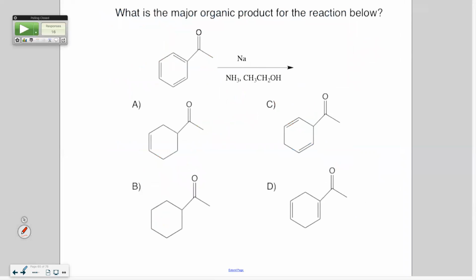All right, so now look at this one and figure out what's the major organic product for the reaction below. Now you get to do it. Because I'm like that.